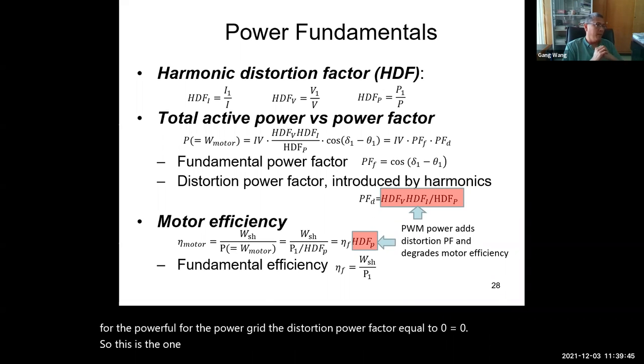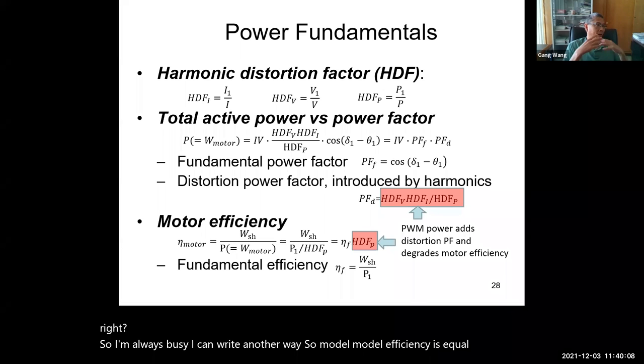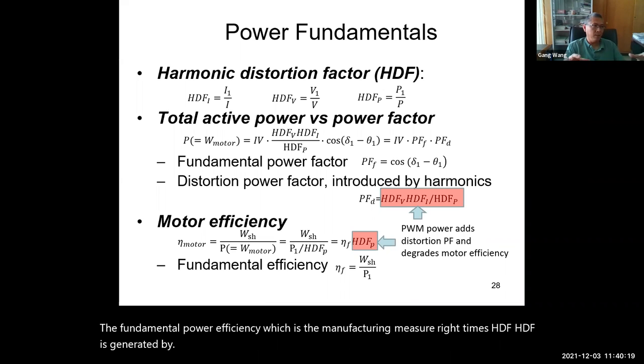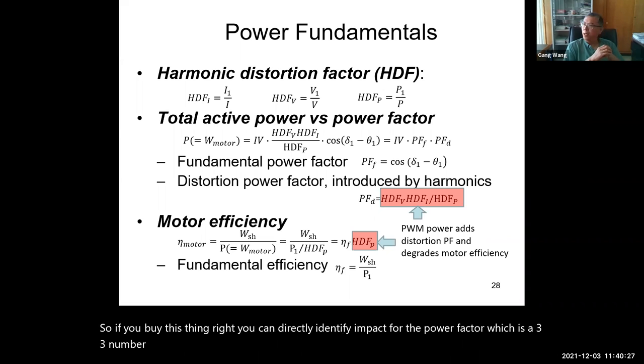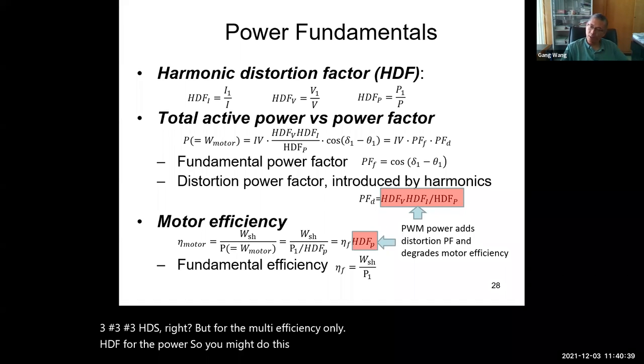So if you measure the HDF for current, for voltage, and for power, you can evaluate the power factor impact caused by the VFD. For motor efficiency, I can write it another way: the real motor efficiency equals the fundamental power efficiency, which is the manufacturer's measurement, times HDF, which is generated by the VFD. If you measure this, you can directly identify the impact. For the power factor it takes three HDF numbers, but for motor efficiency, only the HDF for power. So you measure this thing, and you're done. This is fundamental.